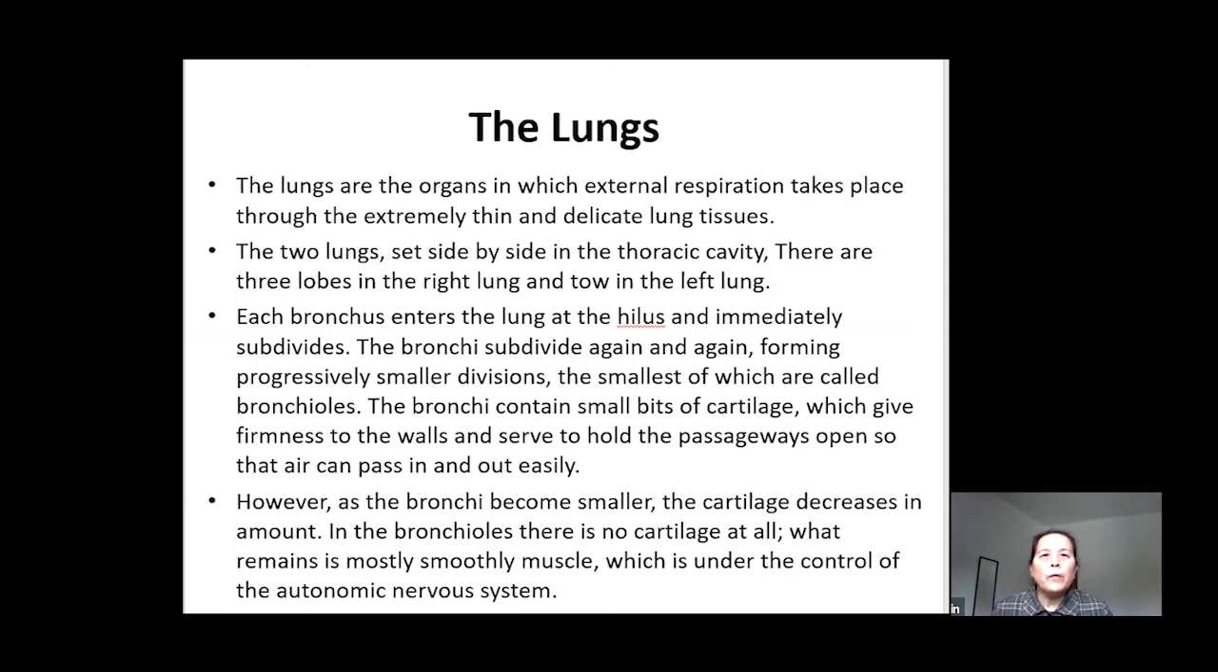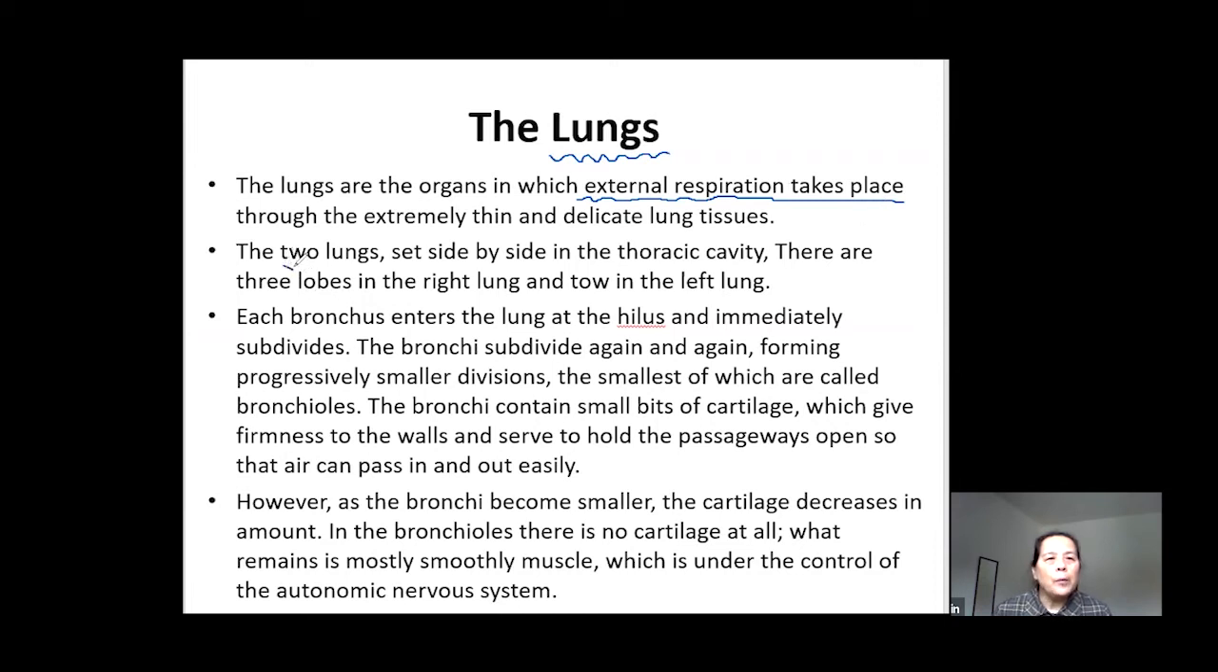So now we're moving to the lung. That's the mainly important part of our respiration system. We say that's where external respiration happens. And basically in that area, we take in oxygen and release carbon dioxide.